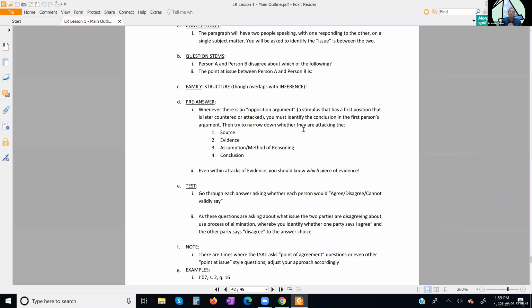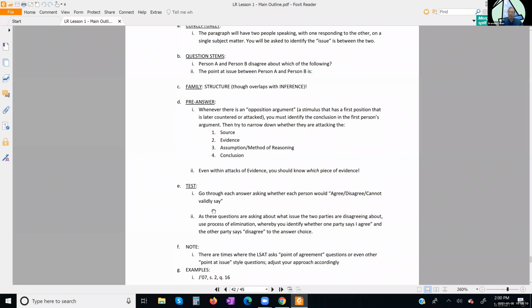And that is a huge concept that comes up way beyond this question type, but it is the number one concept that they test on this question type. So when we do read, we want to think about what the first person's argumentation is, think about their source, evidence, assumptions, conclusion. Then we want to think about how that second person attacks that first person, which one of those is the second person attacking.